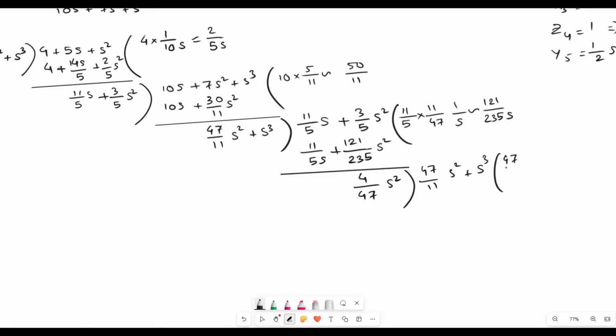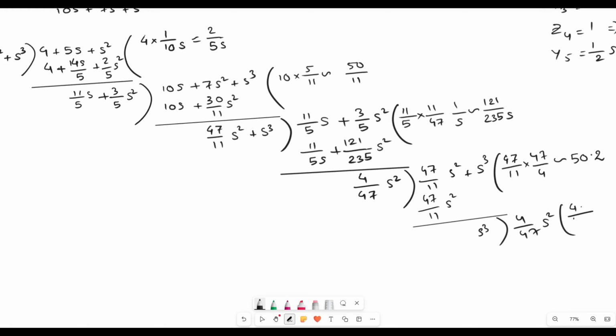Now continuing the expansion, this is 47 by 11 s square plus s cube. We require here 47 by 11, and we do not require anything from this. So this will be this term. For s square, we do not require anything. This is our corresponding output. So if we determine this value, it comes out to be 50.2. Now this is 47 by 11 s square. Remaining is s cube. Then we have 4 by 47 s square. So this will be 4 by 47, and we require s square. So this gives 4 by 47 s square. The expansion is over.